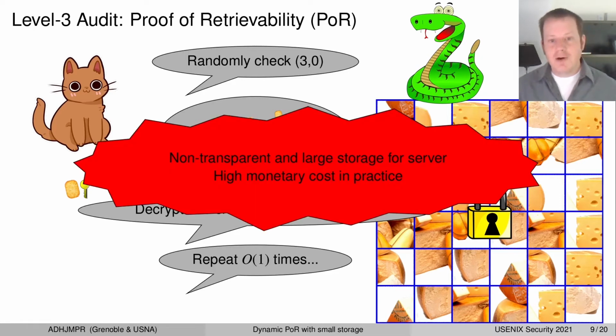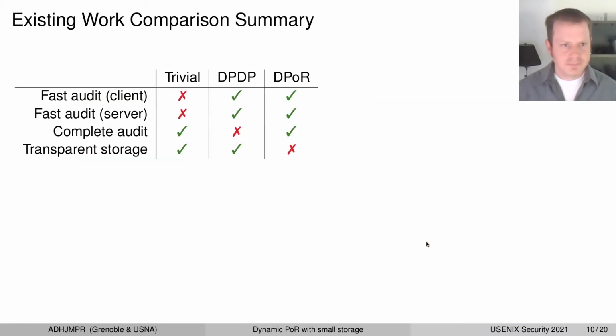And this works, but now the problem is really this storage on the server. It's not transparent and it's really big. So it's going to be expensive, and it prevents the server from doing optimizations like deduplication, which is really important in practice, or from doing its own, say, database search, because everything is encrypted from the server's view.